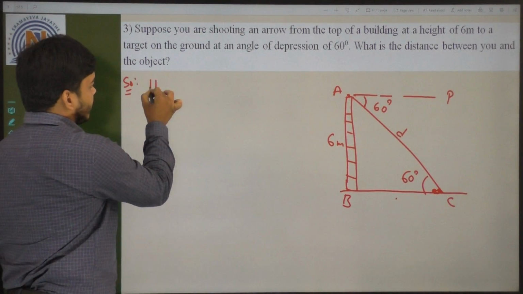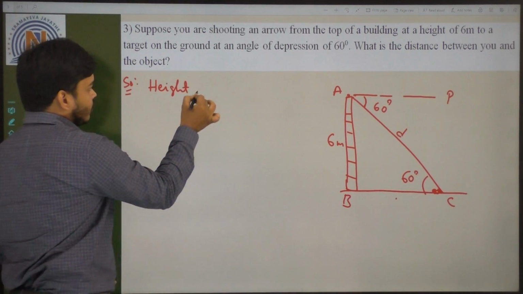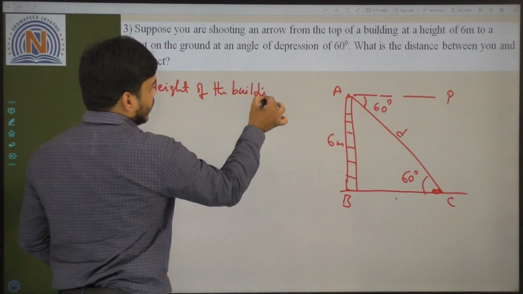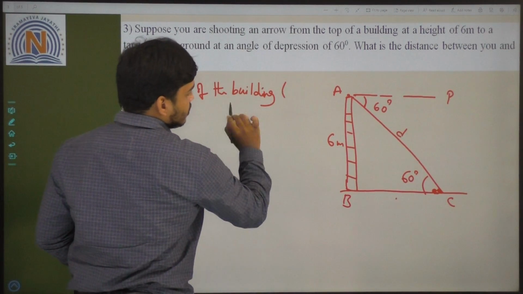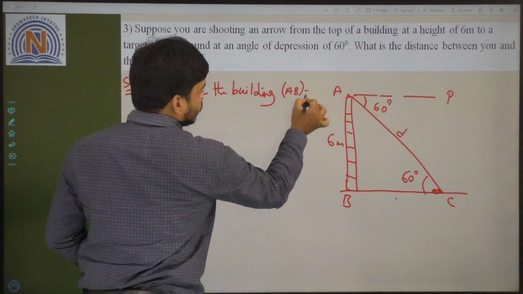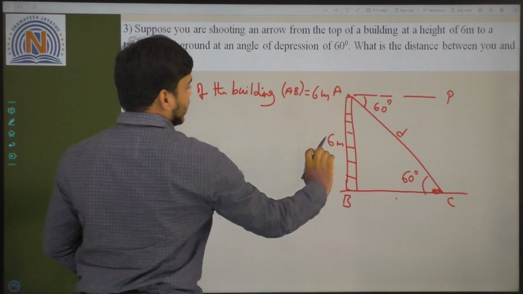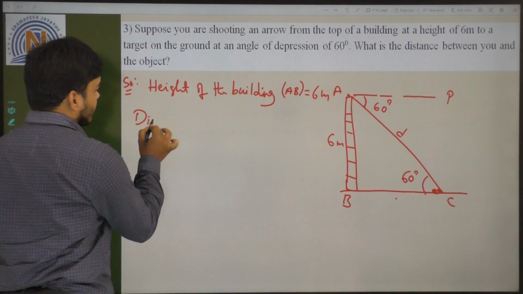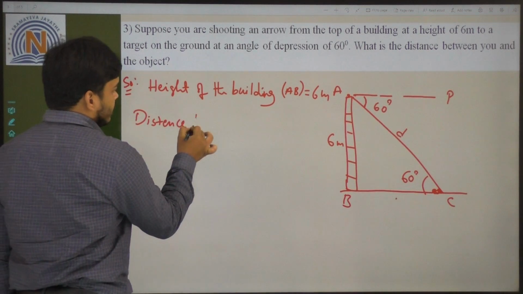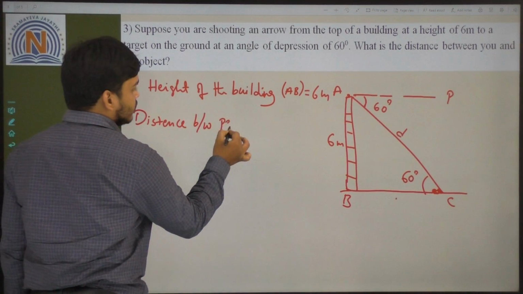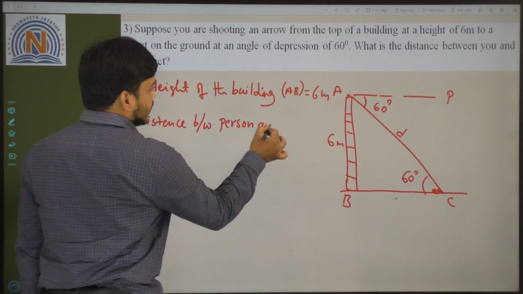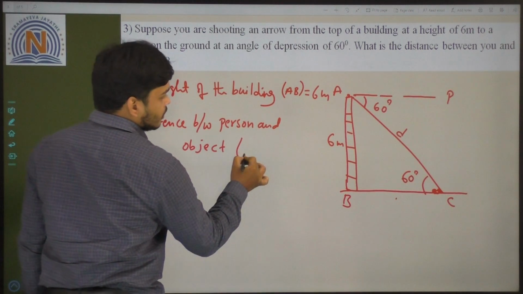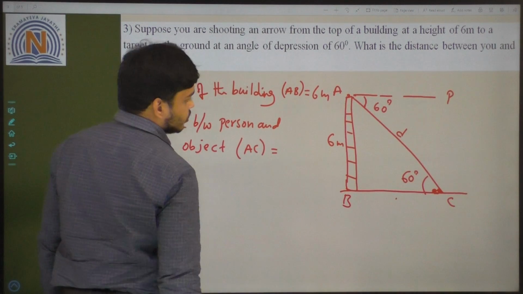Now the height of the building, AB, equals 6 meters. The height of the building is given, and we need to calculate the distance between a person and the object, that is AC, which equals how much?